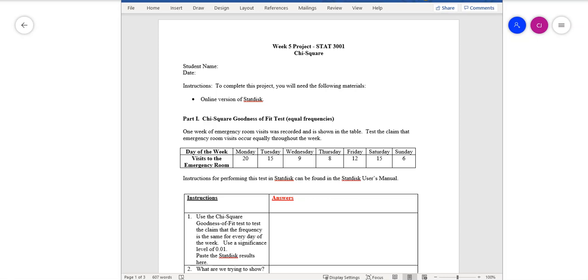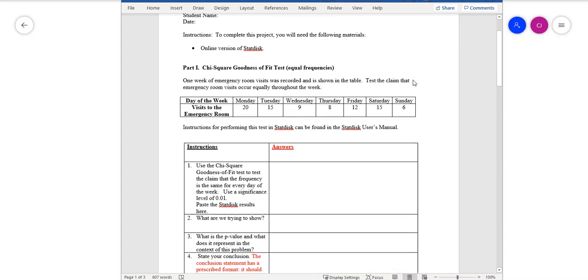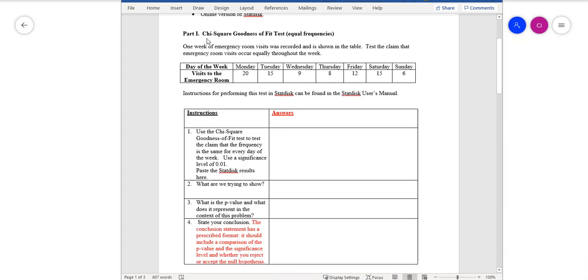So we just have 3 examples of some different uses here, and I want to go through and just show you how we're going to use StatDisk to do the computations and so on in hypothesis testing. So if we look here, to complete this project, you just need to get into StatDisk, the online version. And the first part is the chi-square, what we call the goodness of fit test, equal frequencies.